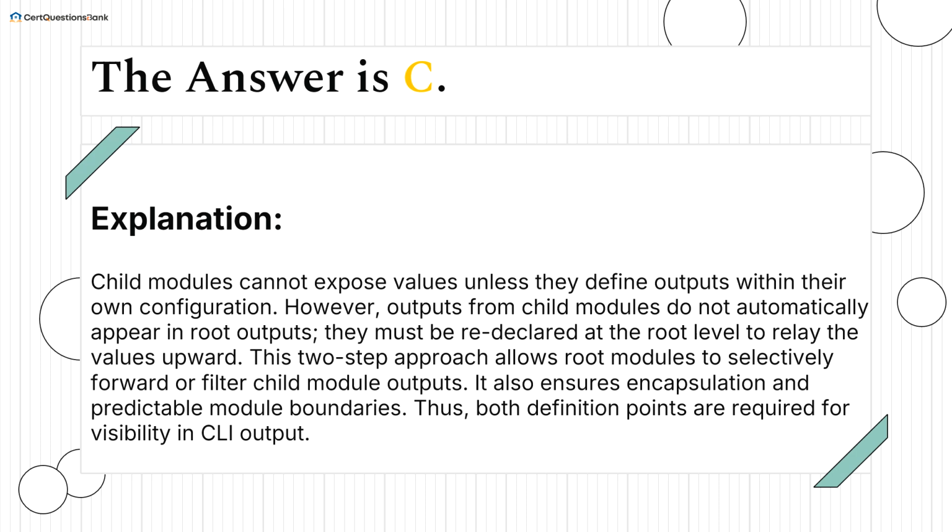The answer is C. Child modules cannot expose values unless they define outputs within their own configuration. However, outputs from child modules do not automatically appear in root outputs. They must be redeclared at the root level to relay the values upward. This two-step approach allows root modules to selectively forward or filter child module outputs. It also ensures encapsulation and predictable module boundaries. Thus, both definition points are required for visibility in CLI output.